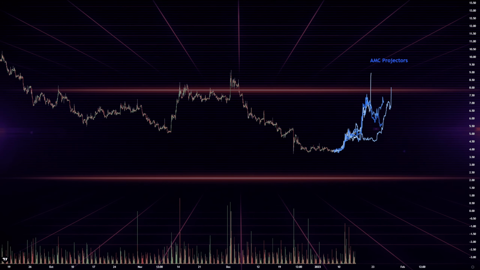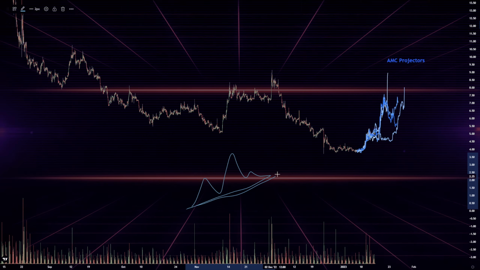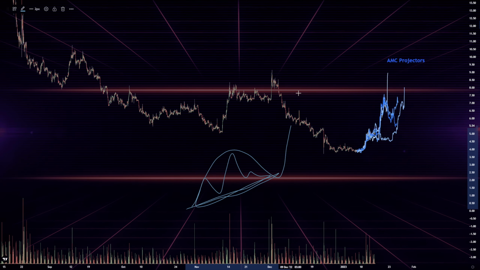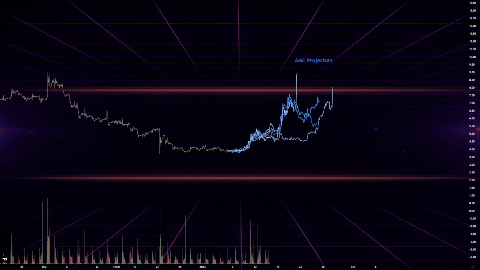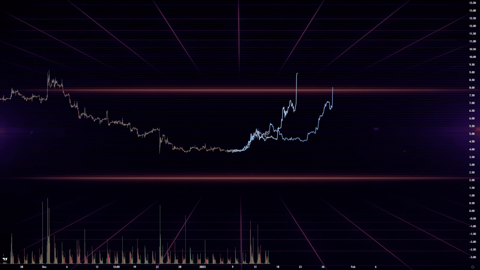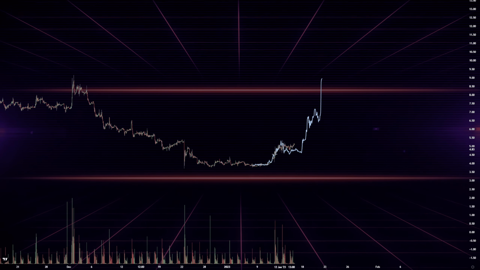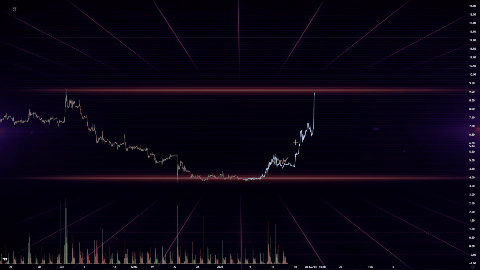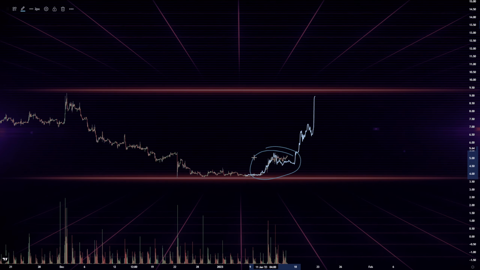So projector patterns, remember, these are little mountains, look like that, and they happen before every big push we've had here on AMC. So here's a couple. I'll pull up one by one. This is January of 2021. So when GameStop ran to 500, this is what AMC did. Prior to it, we're following this one pretty well.